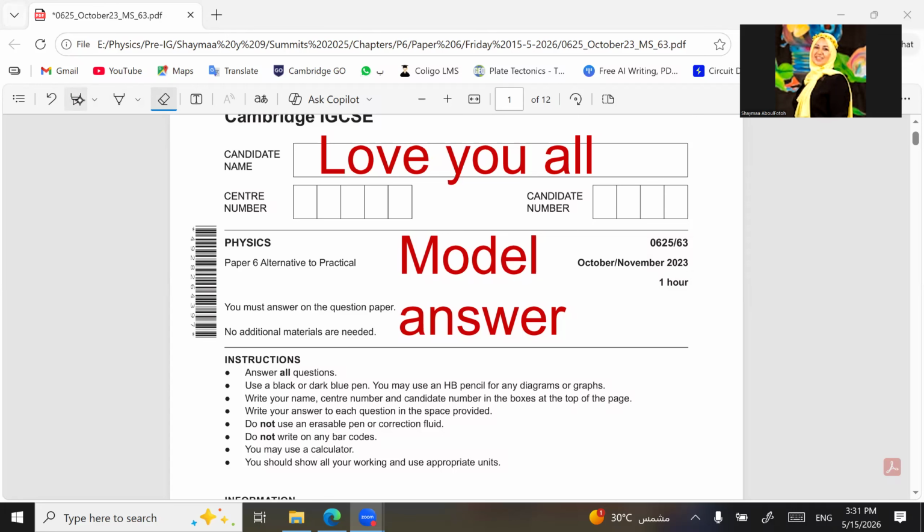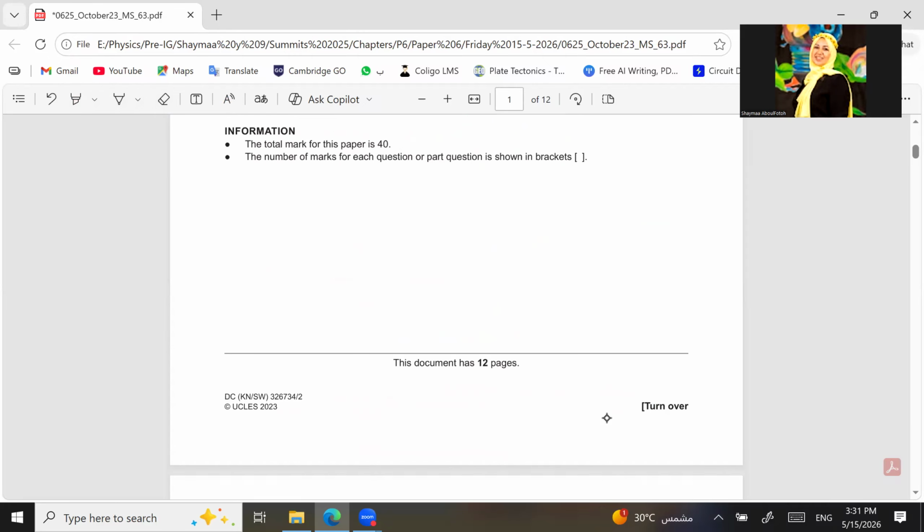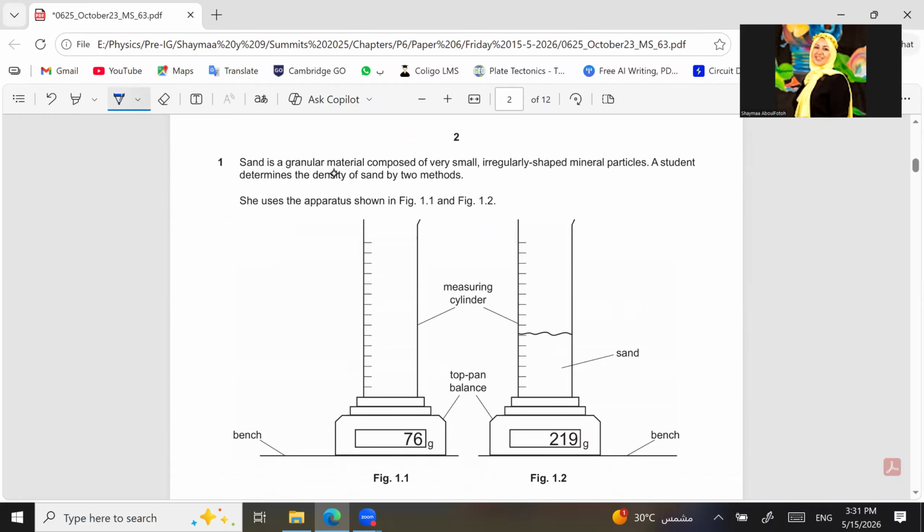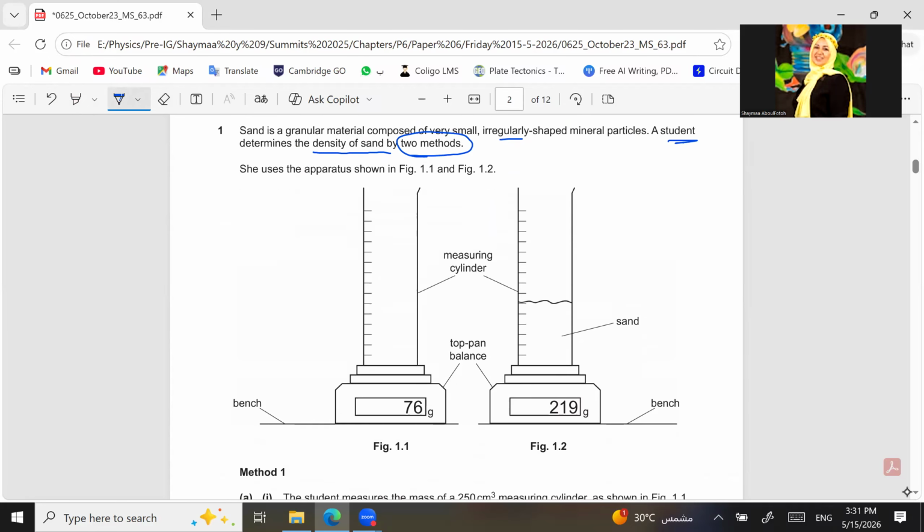Today, inshallah, we have the exam October-November 2023, variant 3, paper 6. Let's see, the first question is talking about what? Sand is a granular material composed of very small, irregular shaped mineral particles. A student determined the density of the sand by two methods. So I have two methods now. Let's see what happens in the first method.